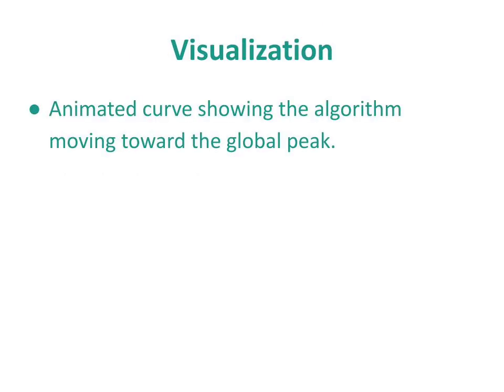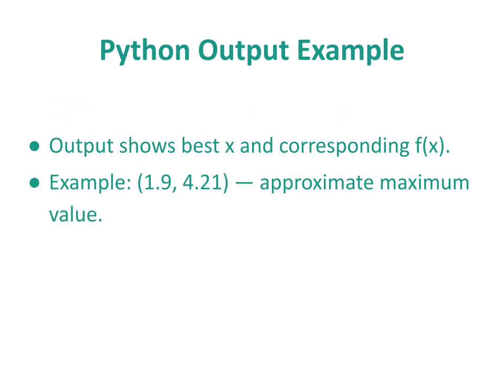Visualization. If you visualize it as a graph, imagine a ball rolling uphill until it stops at the peak. In an animated graph, we can see it gradually moving upward, sometimes getting stuck, sometimes reaching the top. Python code output example. Running the Python code, we get a result like 1.9 and 4.21. This shows that the algorithm successfully finds the top region, though not always the exact global maximum. Such results demonstrate the strength and simplicity of the hill climbing approach.